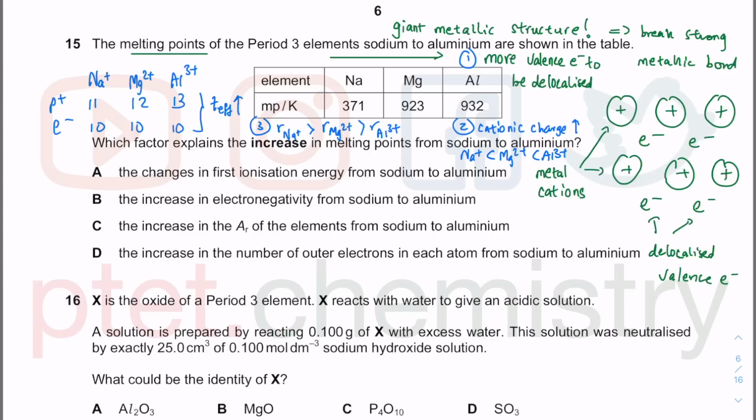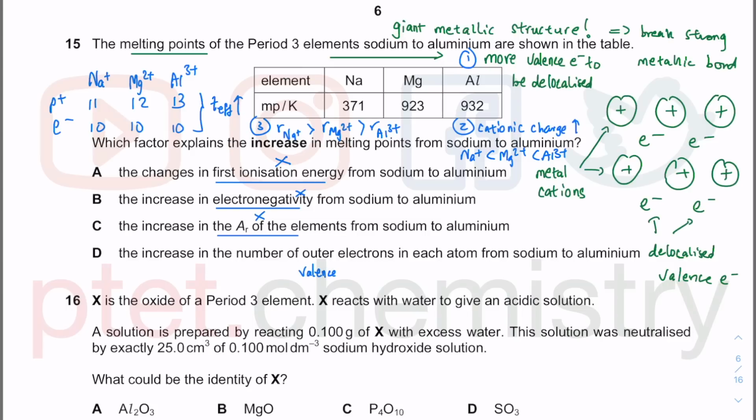In terms of the three factors, we are just looking for anything that results in this increase in melting point that comes from these three particular factors that contribute to the strong metallic bond. Changes in first ionization energy have nothing to do with this. Increase in electronegativity has nothing to do with what I just explained. Increase in the Ar again has nothing to do with van der Waals forces, because these are metals. We don't talk about molecules, we don't talk about van der Waals forces, we don't look at the Ar of the elements. The next option is increase in the number of outer electrons, that's to do with the valence electrons.